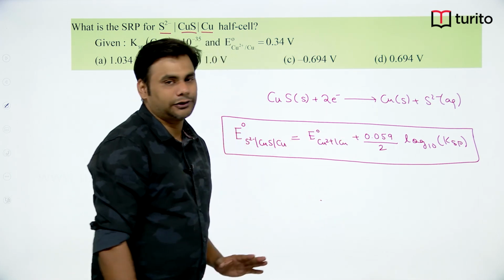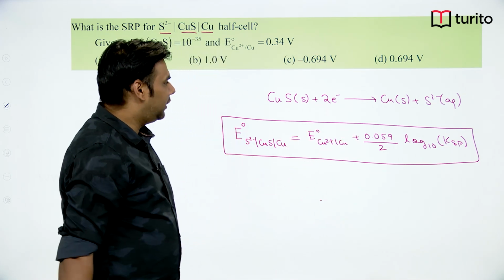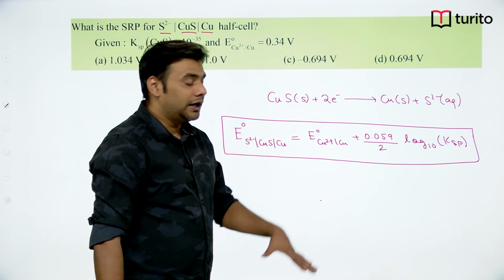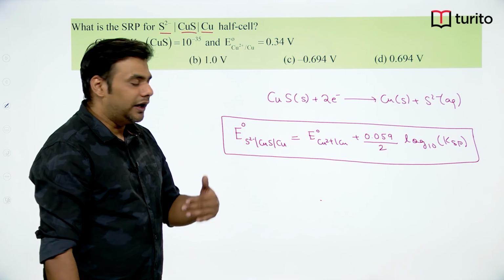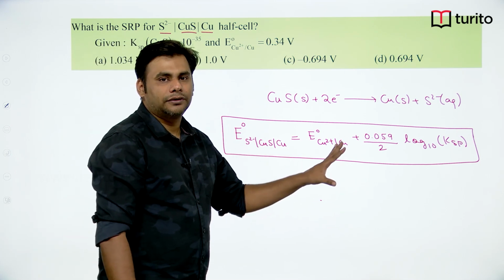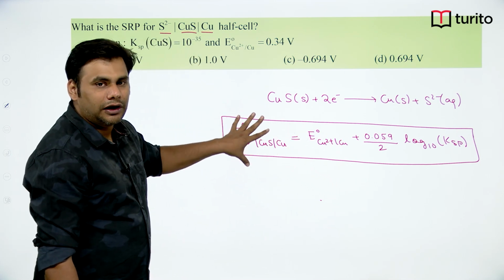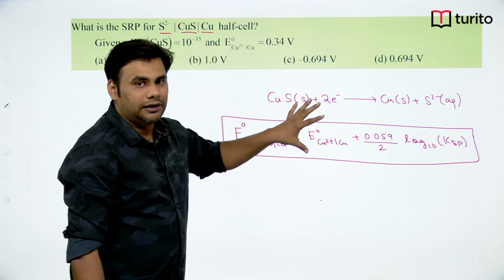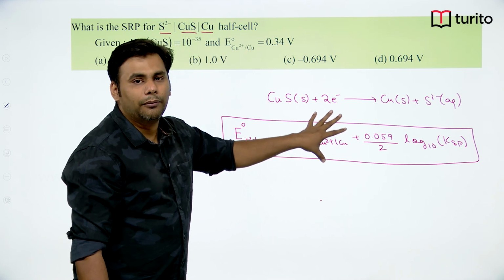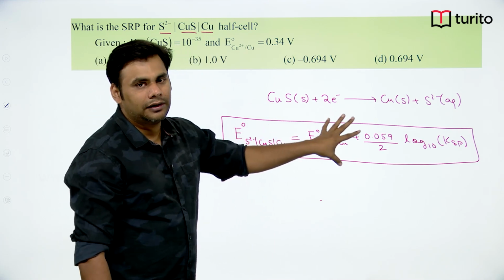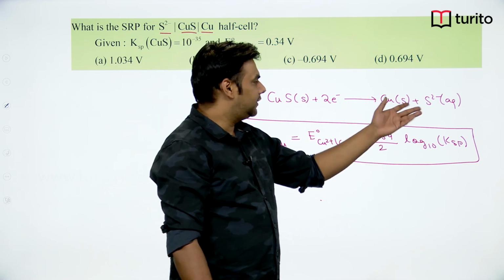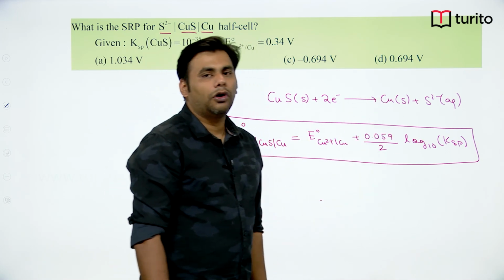We'll compare and we'll get this expression. I hope you remember this formula. The relationship between a metal insoluble salt common ion electrode and the metal ion electrode is always this: the reduction potential of the metal insoluble salt common ion electrode is equal to the reduction potential of that particular metal ion electrode plus 0.059 upon n, where n is the number of electrons, into log of Ksp.